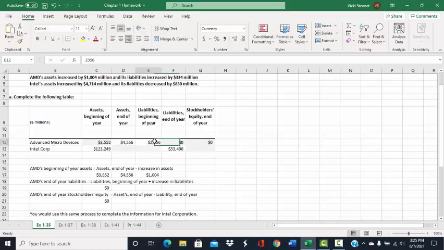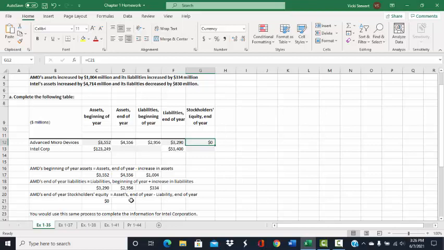Now the next information we're missing is the liabilities. We know the beginning of the year liabilities, and it tells us in the problem that the liabilities increased by 334 million. So to calculate the end of the year, we're going to start off with the beginning of the year that they give us, and we're going to add to that the 334 million. I have my spreadsheet set up to add these two amounts together and fill in that part of the table.